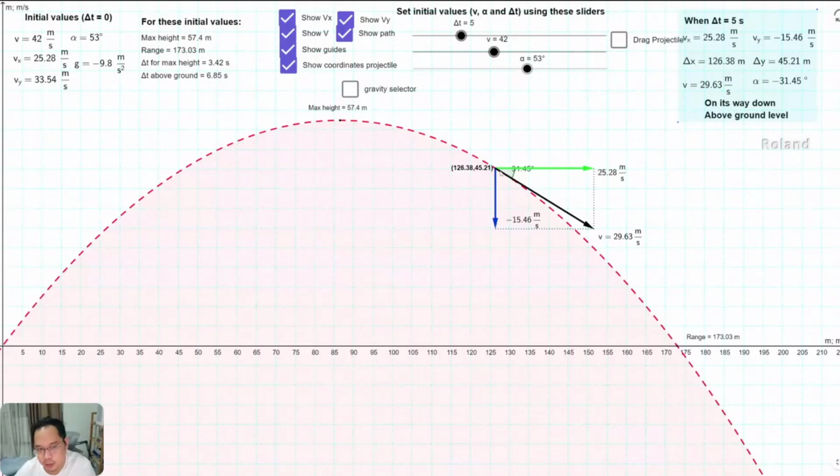The velocity of an object. Do not care about the first half of this path. We assume that it started from the top here, thrown with the initial velocity at 7 degrees to the horizontal. The green arrow here is the horizontal velocity. The blue arrow is the vertical velocity, and the actual velocity is the black arrow here.